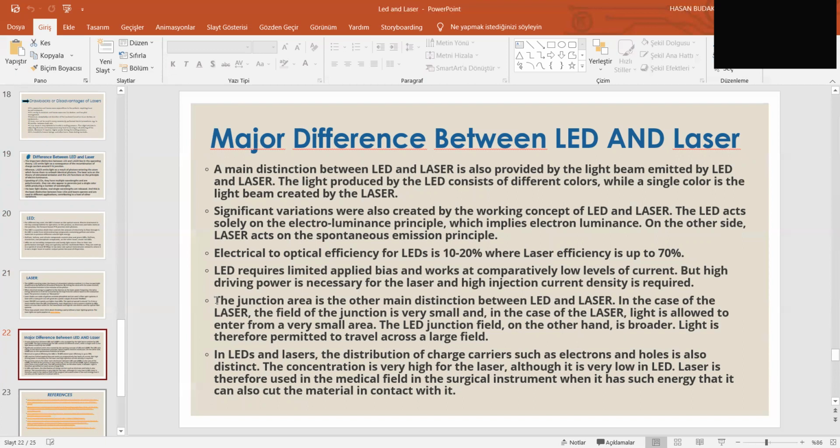In LEDs and lasers, the distribution of charge carriers such as electrons and holes is also distinct. The concentration is very high for the laser, although it is very low in LED. Laser is therefore used in the medical field in surgical instruments, since it has such energy that it can also cut the materials in contact with it.